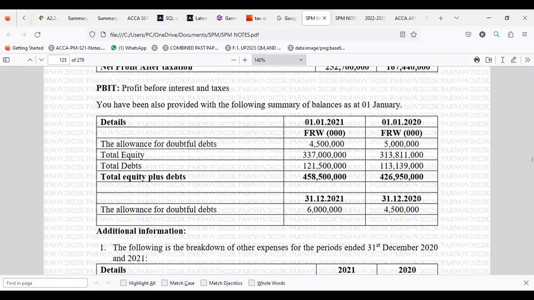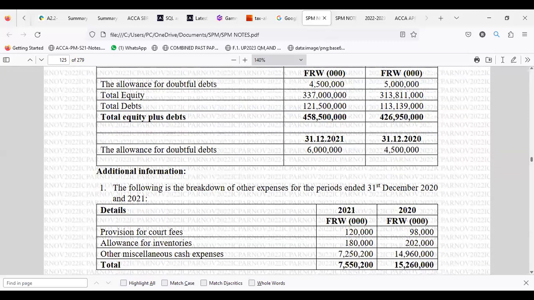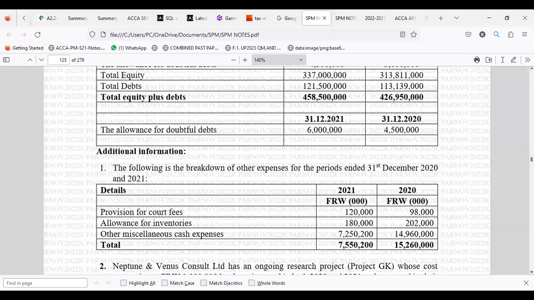Now, you have also been provided with the following summary of the balances as at 1st of January 2021 and as at 1st of January 2020. We have the allowances for doubtful debts, total equity, and total debts, which total up to what is called total equity plus debt, similar to what we probably call capital employed if it doesn't have the current. Then there are the allowances for doubtful debts as at the end of the year, and for the respective years, we have 6 million and 4.5 million.